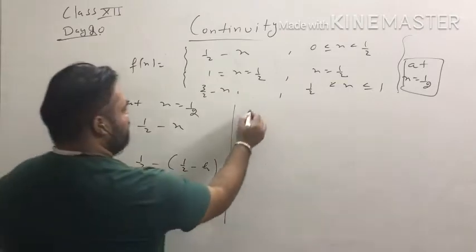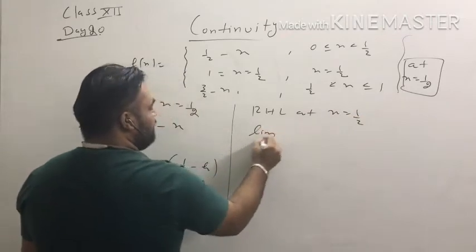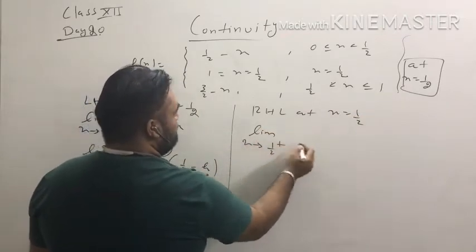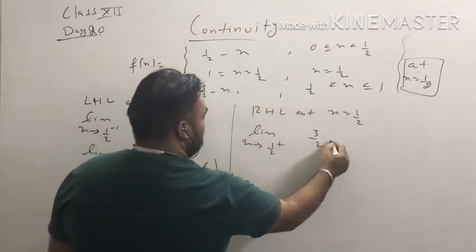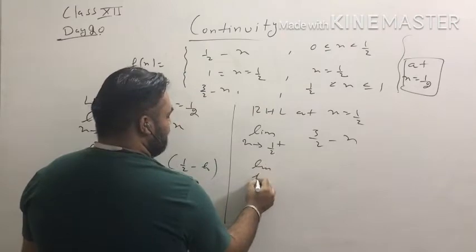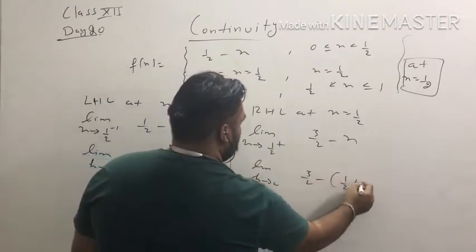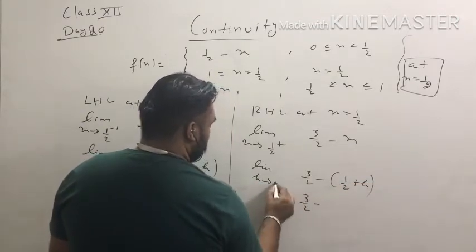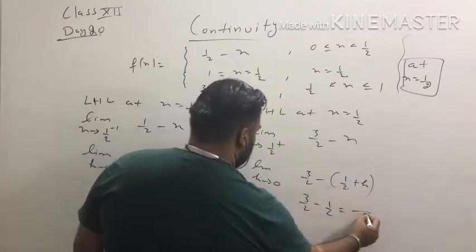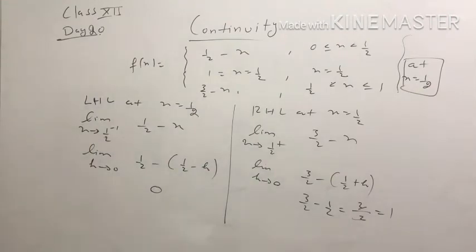Now shift to the right hand limit at x equals to half. Right hand limit means x tends to half plus. Half plus means x is greater than half, so 3 by 2 minus x. So limit h tends to 0, change the limit, 3 by 2 minus (half plus h). So 3 by 2, put the value of h as 0. So half, so the final answer is 2 by 2, which is equal to 1.